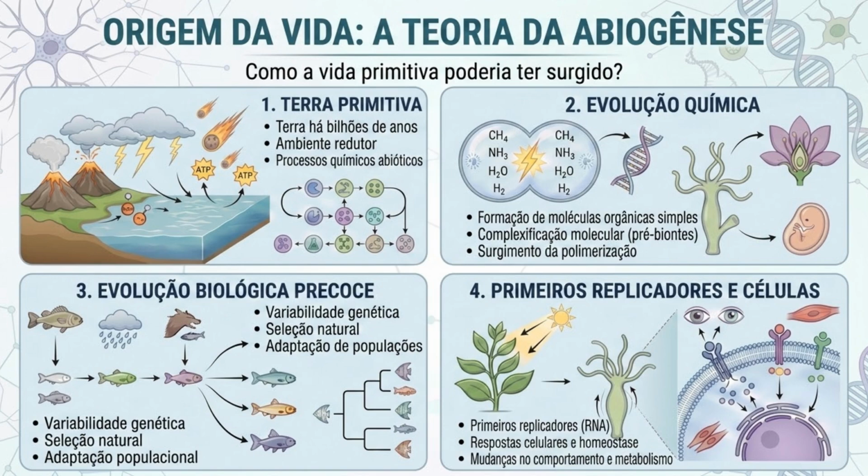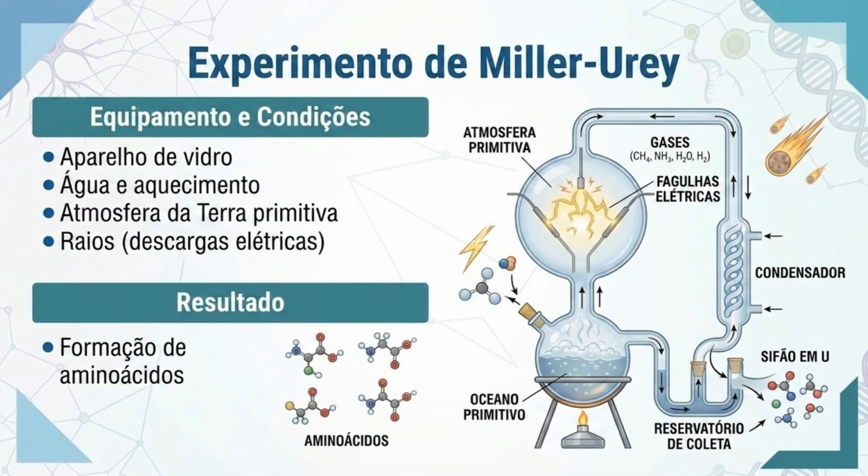How did primitive life arise? The theory of abiogenesis proposes a path from a primitive Earth through chemical evolution, leading to early biological development and the emergence of the first self-replicating cells. The classic Miller-Urey experiment demonstrated how basic organic molecules, specifically amino acids, could form under conditions simulating a primitive Earth, providing a foundational step in our understanding of chemical evolution.